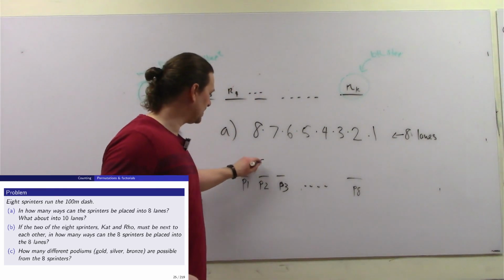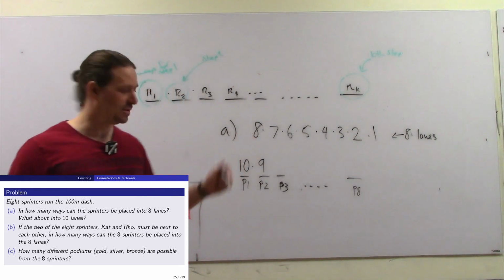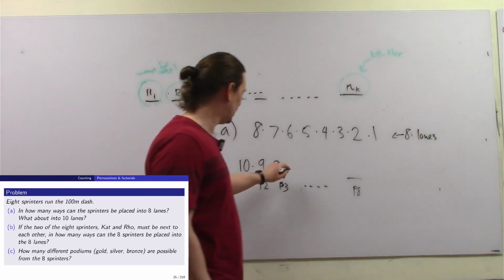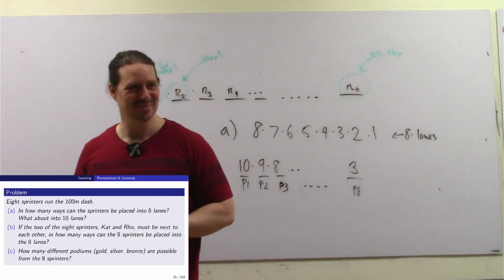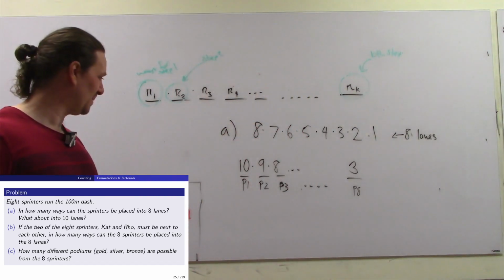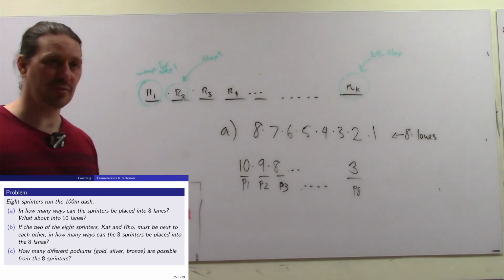Then person 2 has 9 lane choices. They can't go in the same lane as person 1. Person 8, all the way down to, should be 3 there, as we discussed a moment ago. Okay? Check this here. So it's this product here if we have 10 lanes.